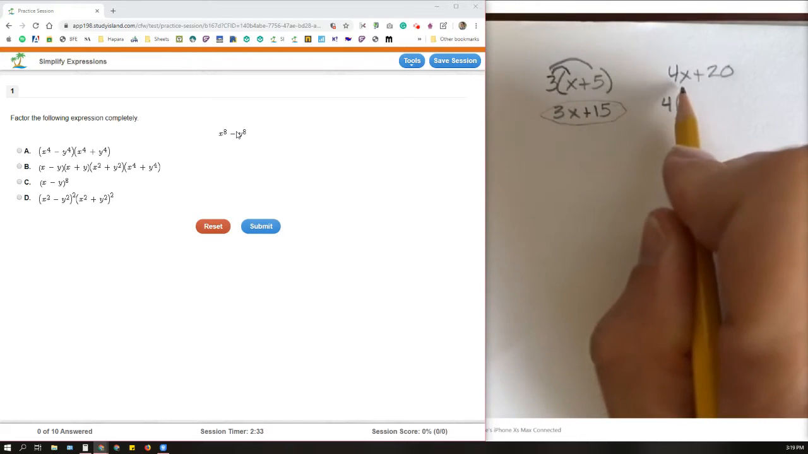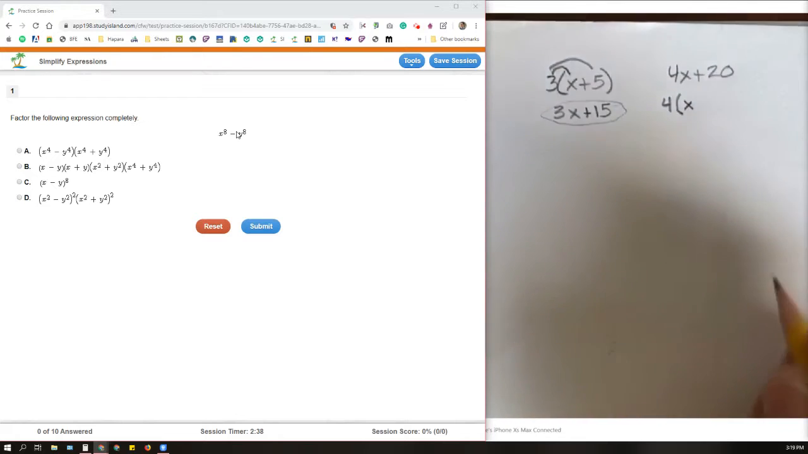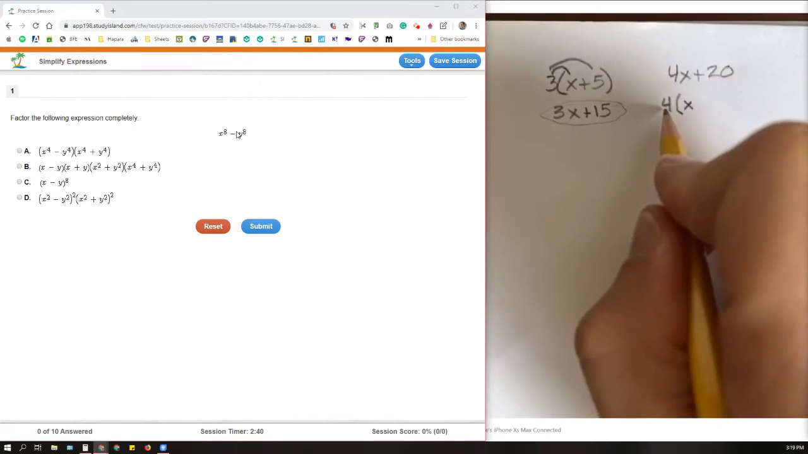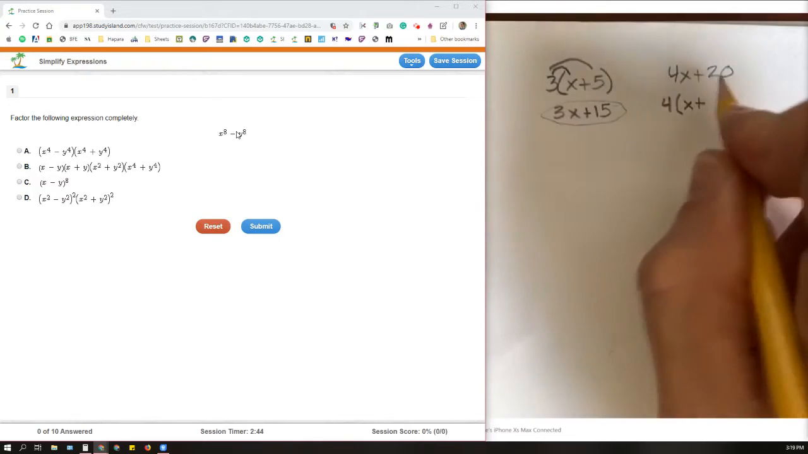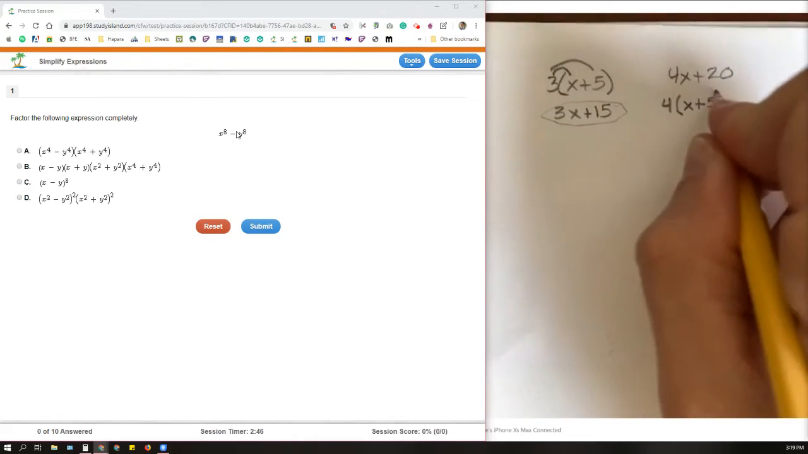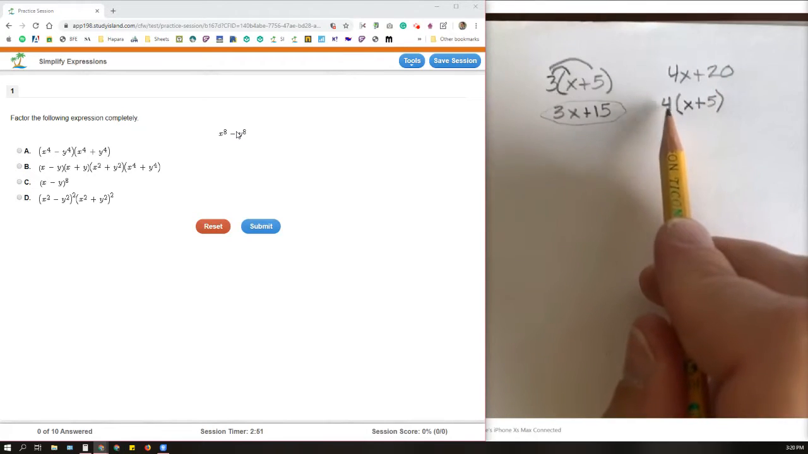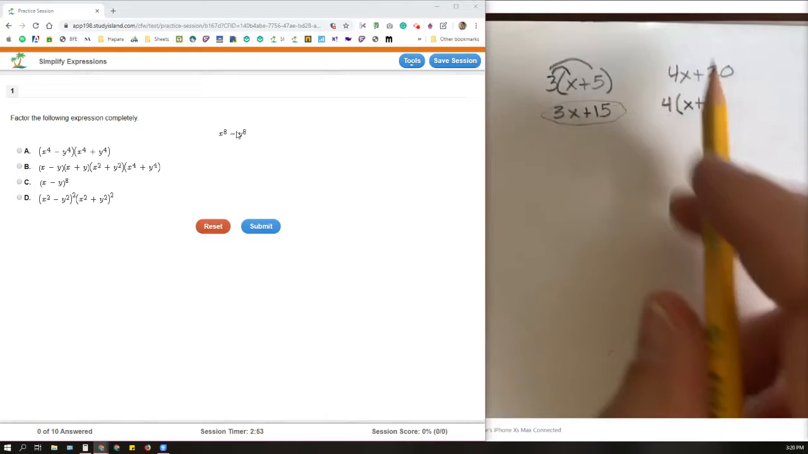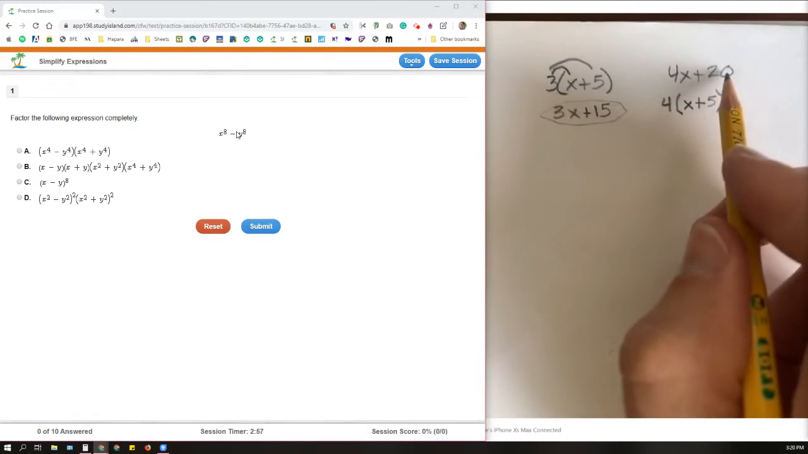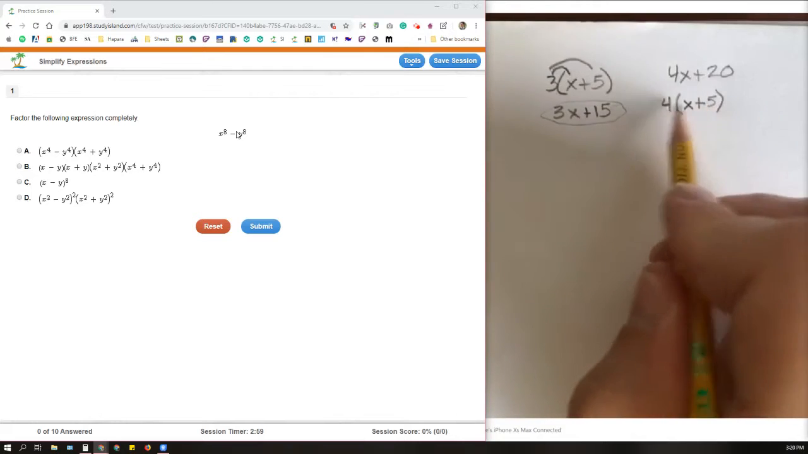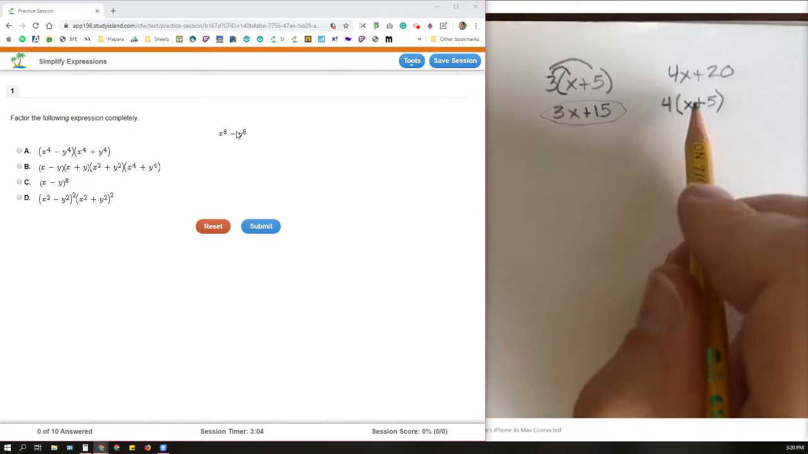So 4 times what is 4x? 4 times x is 4x. So I write an x right there. And then it says plus, and this is a positive 4 and a positive 20, so everything's going to stay positive right now. 4 times what is 20? Well, 4 times 5 is 20. So if I asked you to factor 4x plus 20, I would ask you to write 4 times x plus 5. One of the factors of 4x plus 20 is 4, and the other factor is x plus 5. If I multiply those two things together, I'd get back to 4x plus 20. So that's how you factor an expression.